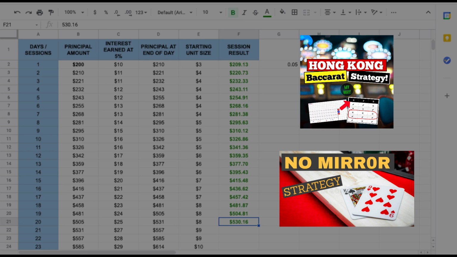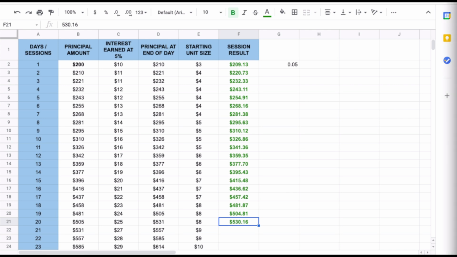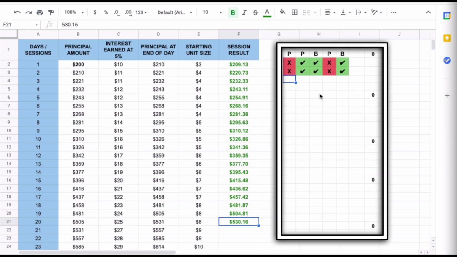Basically, it goes something like this. We're going to start with the Hong Kong strategy. We will record the first 5 results because I am playing the extended version, and we will record the first row following the first 5 results, okay? And then we will be ready to play on row number 2.